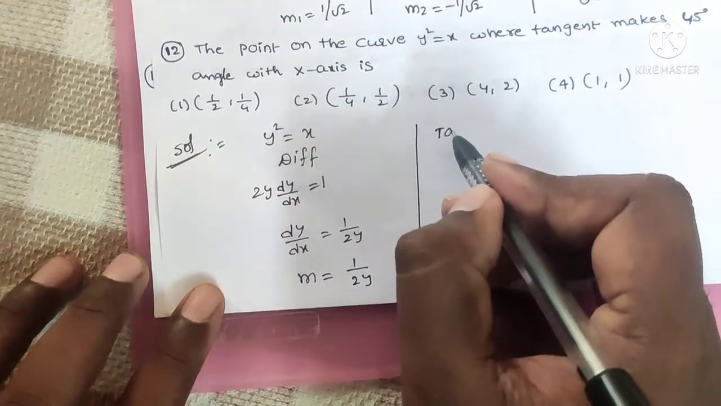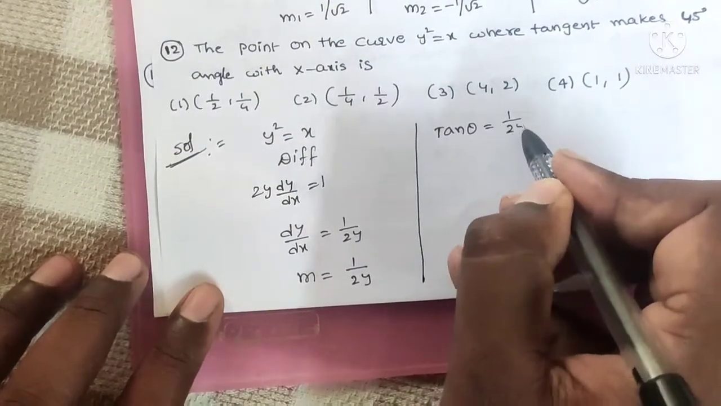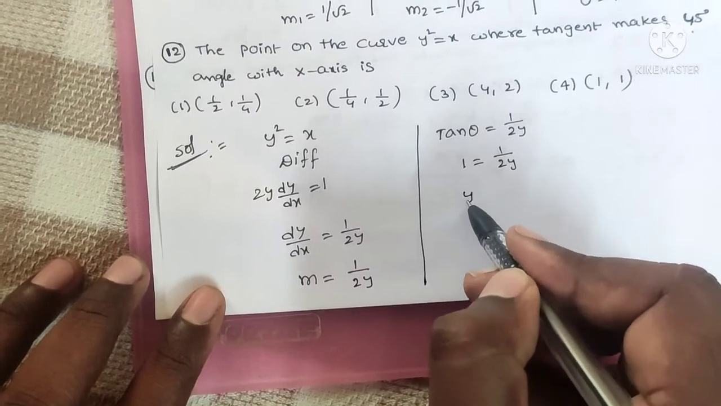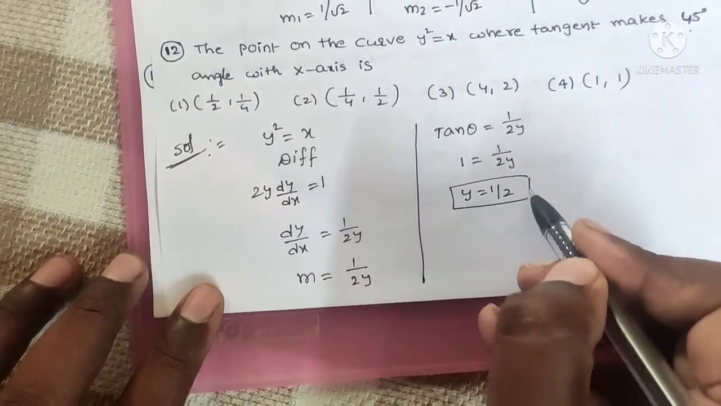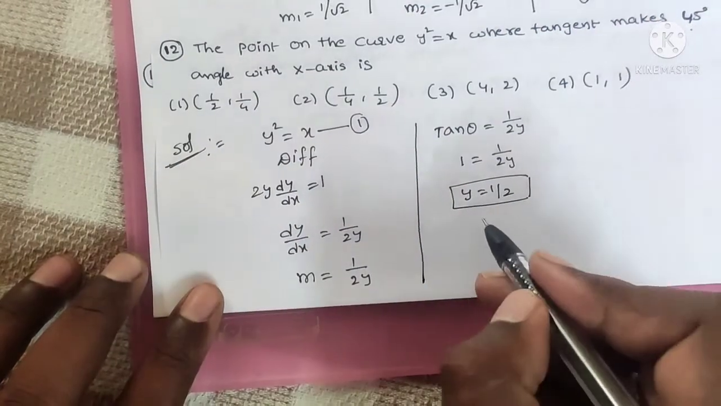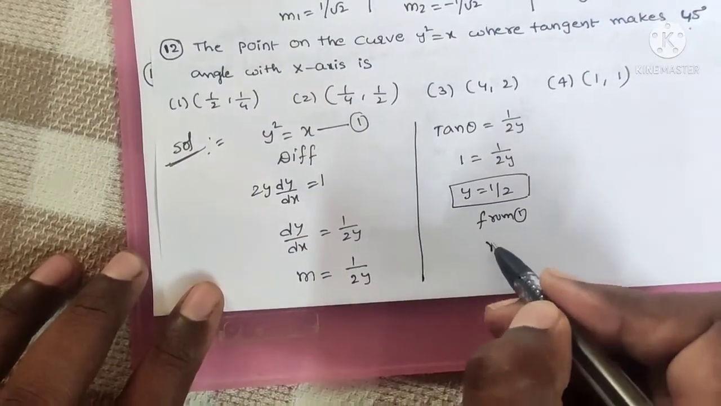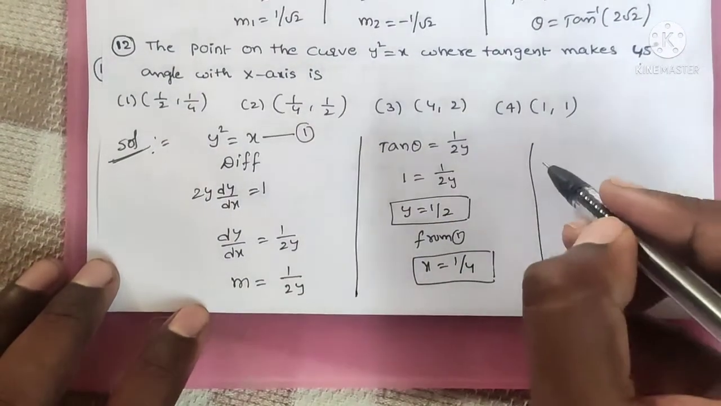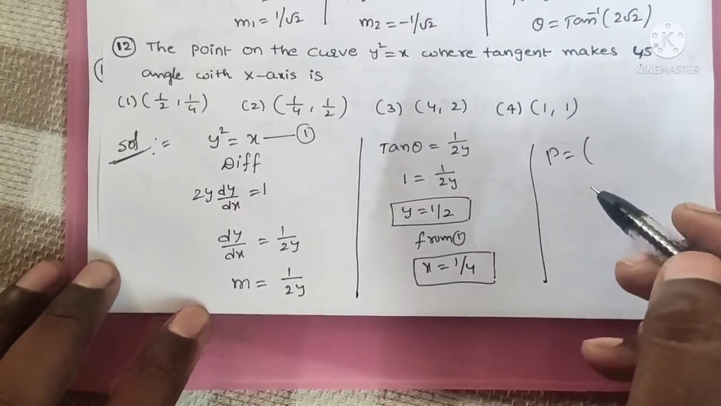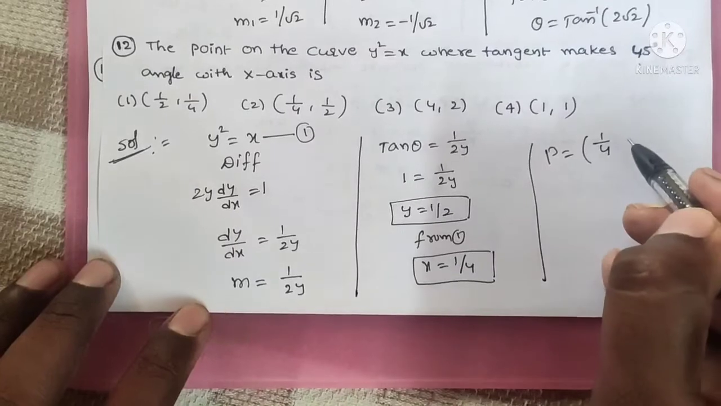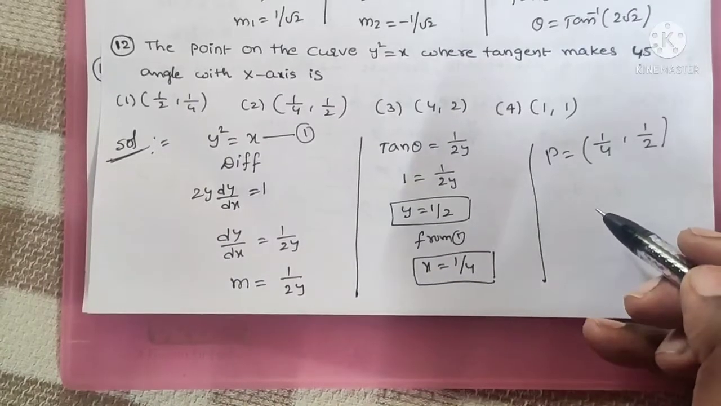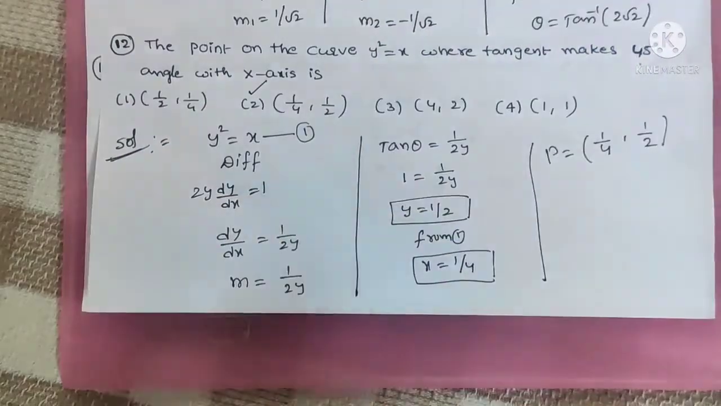Slope formula is tan theta is equal to 1 by 2y. Theta value is how much? 45. Tan 45 is 1, equal to 1 by 2y. From this we get y value 1 by 2. Substitute this y value in equation 1. Then x is equal to (1 by 2) whole square, that is 1 by 4. Finally we got x and y, but for a point we first take x and next y. X value is 1 by 4, y value is 1 by 2, then the answer is (1 by 4, 1 by 2), which is nothing but the second option, the correct one for this question number 12.